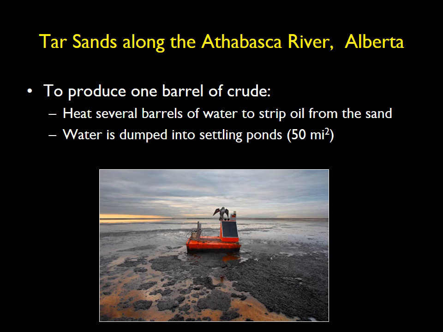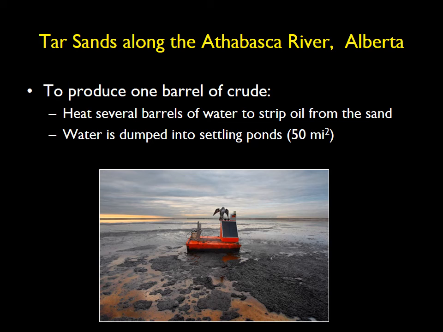Then you have to heat several barrels of water to boiling to separate the oil from the sand. And the water is then dumped into settling ponds, all that wastewater, which is a combination of water and oil. And right now there's about 50 square miles of these wastewater ponds up on the Athabasca River, which is up in Canada. It's in Alberta, Canada.